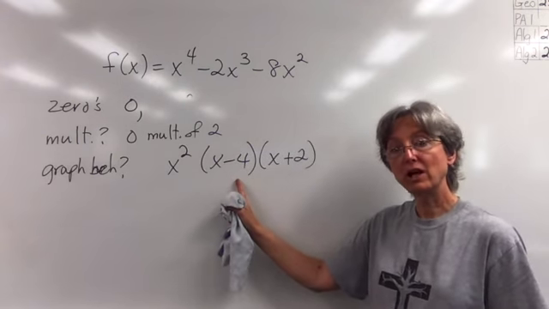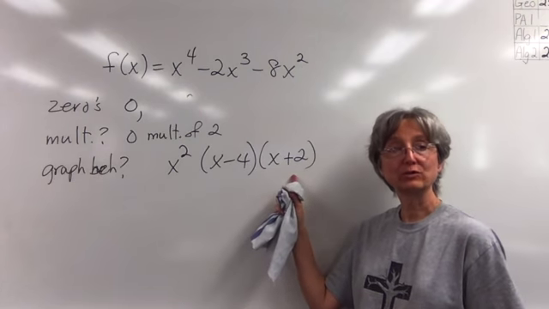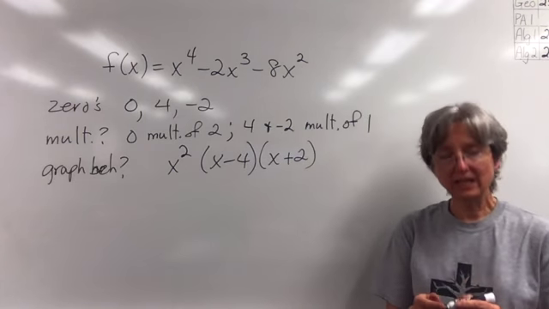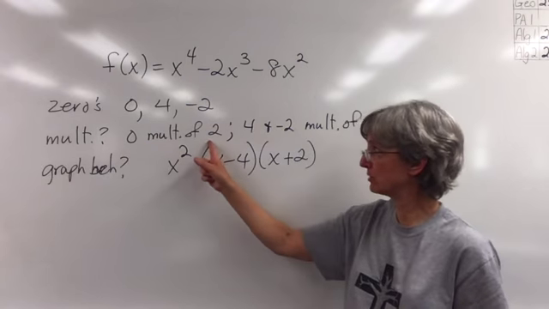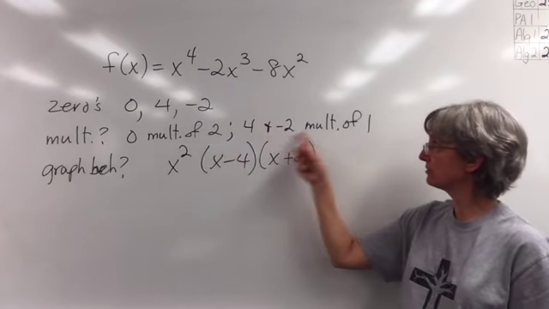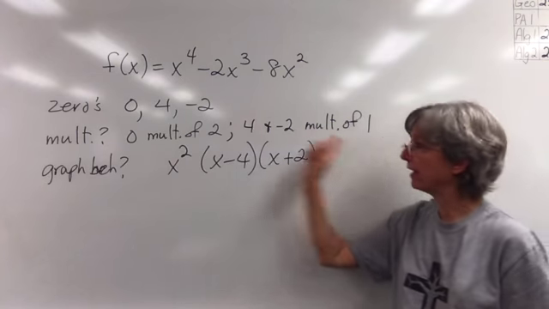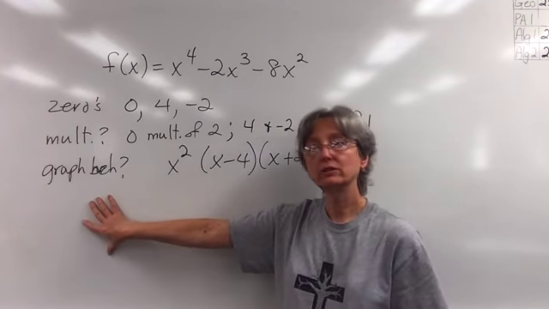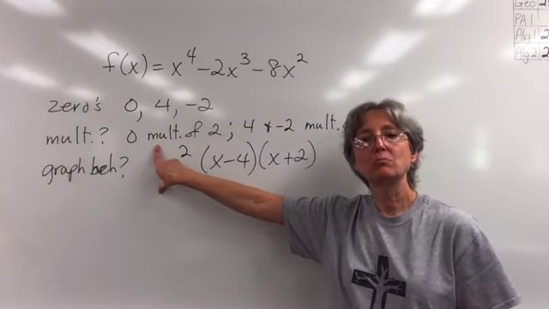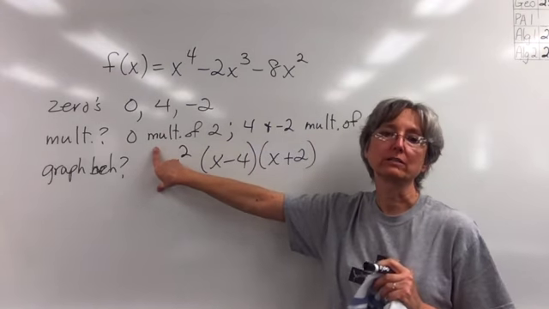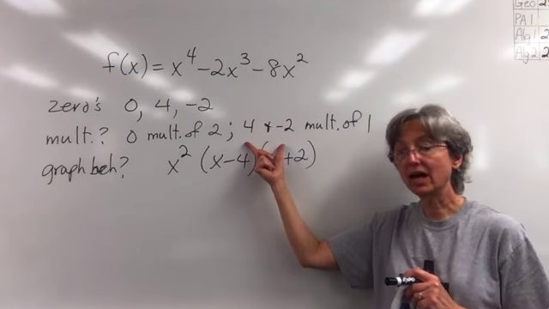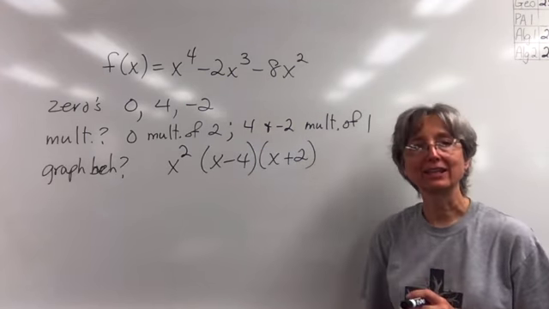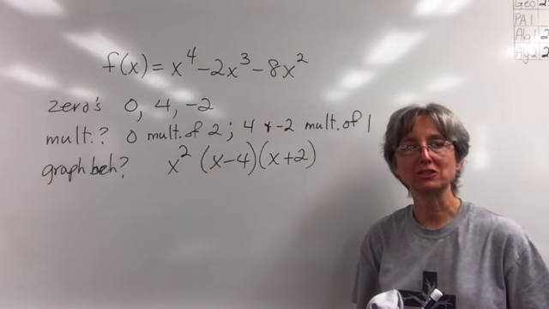This 0 is positive 4. This 0 is -2. Okay, so I've taken the time to write out my zeros and their multiplicity. 0 has a multiplicity of 2. 4 and -2 have a multiplicity of 1. What is my graph behavior? At 0, my graph has a turning point, and it behaves like a line at 4 and -2. And that's how you would answer that question.